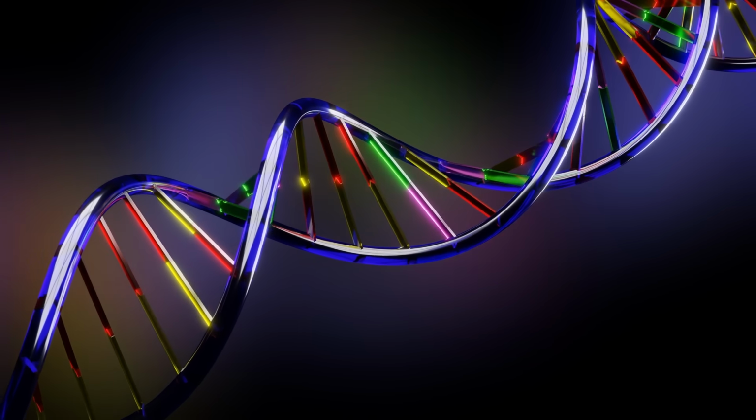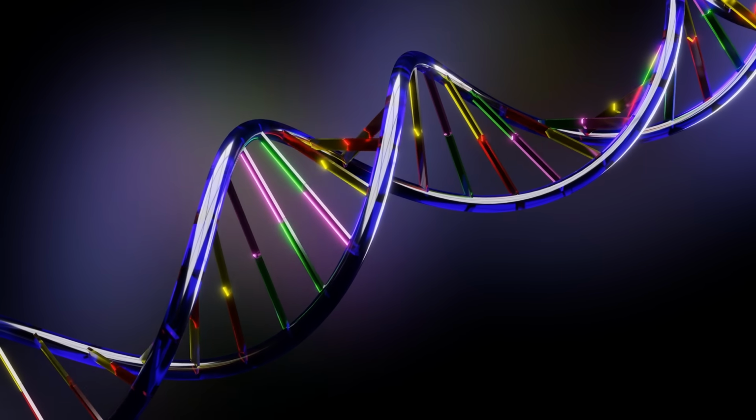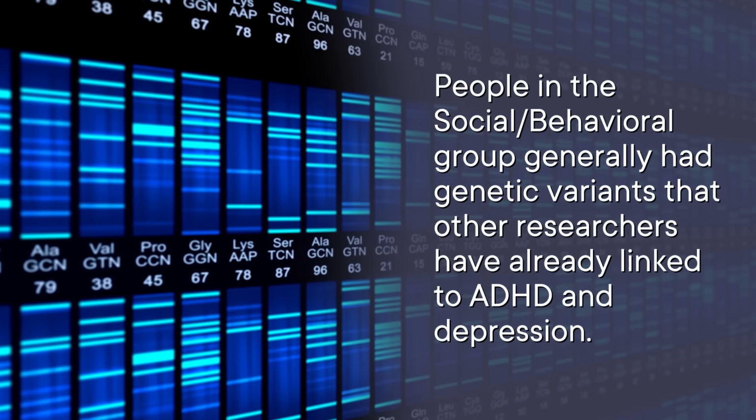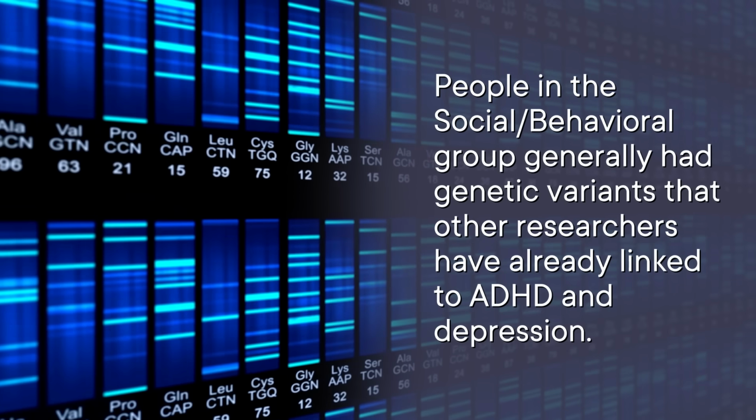Members of each of the 4 groups had genetic profiles that resembled each other and were unlike that of people in the other groups. So if you only looked at everyone's genes, you'd have a good chance of putting them in the same categories as if you were basing it on their diagnostic tests. For example, people in the social behavioral group generally had genetic variants that other researchers have already linked to ADHD and depression. And since people in that category also tend to rack up those additional diagnoses, the researchers see that as support for grouping a portion of autistic people into the social behavioral category.